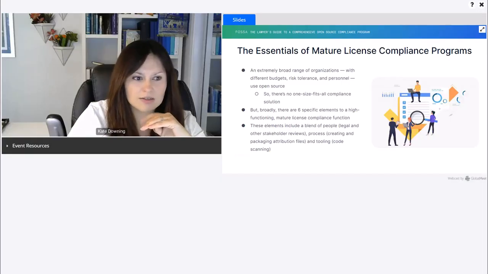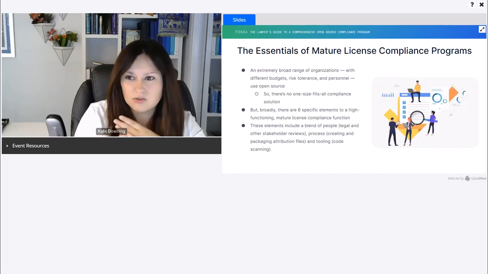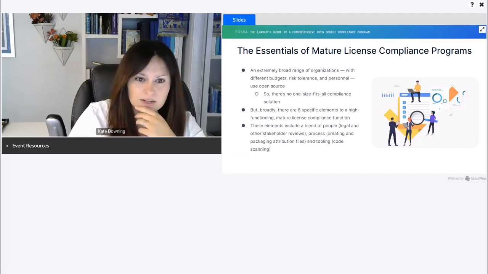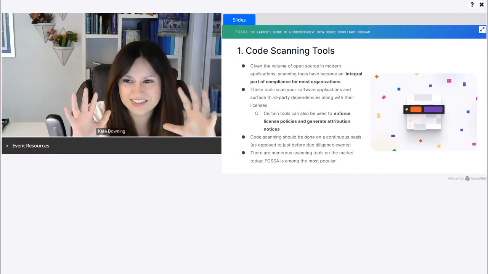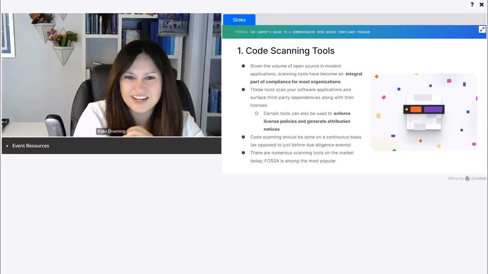And so, let's see. Yeah, I think that's going to involve really talking about people and process and tooling all together. So let's do that. So, code scanning tools. You guys have heard me mention this already, even way before we got to this slide.